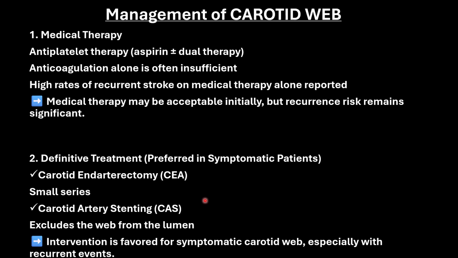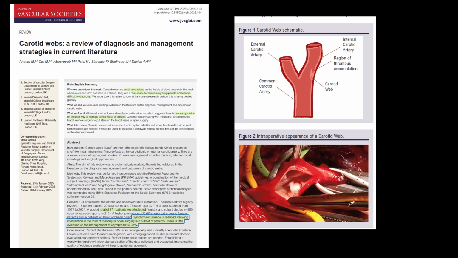As in our patient, we are able to see the stent oppose the web across the wall of the internal carotid artery. Intervention is usually favored for symptomatic carotid webs. In asymptomatic patients, initial medical therapy is acceptable, whereas medical therapy alone is not sufficient for symptomatic recurrent patients.